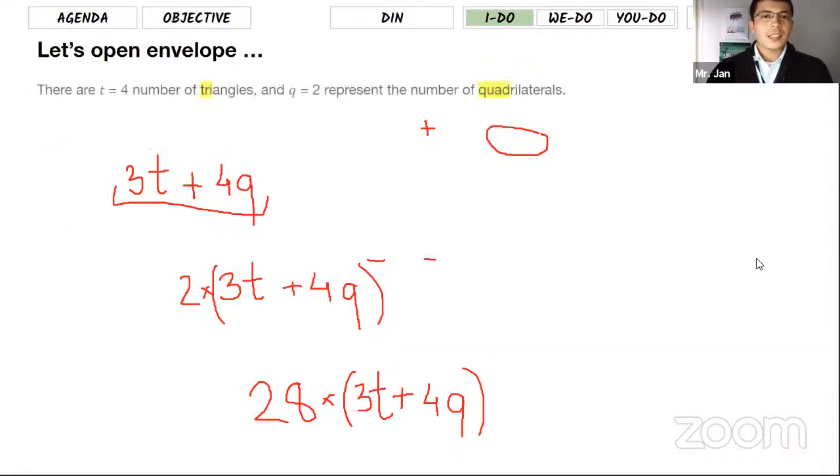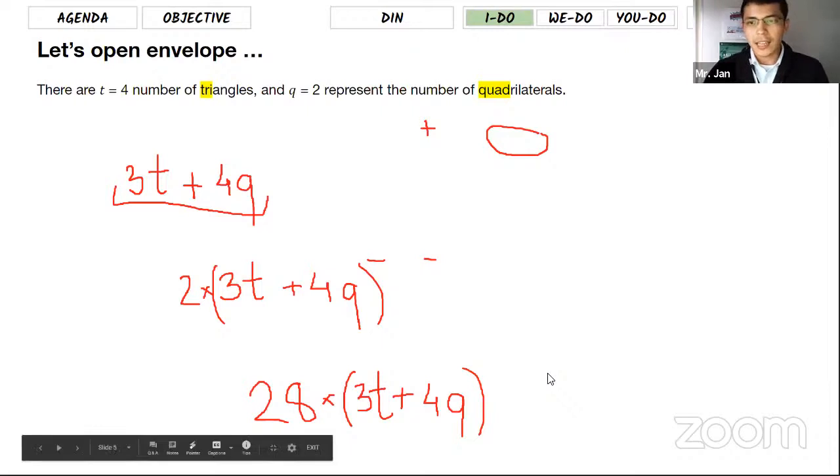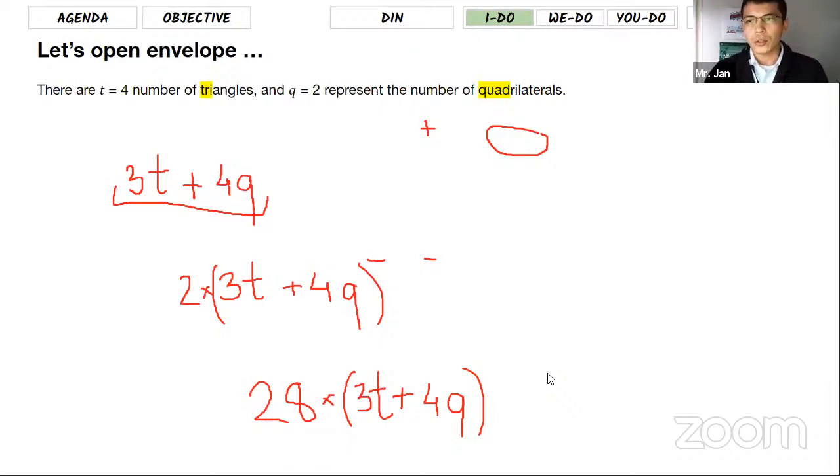On the next slide, somebody in the classroom opened the envelope and found T equals 4, the number of triangles, which means in each envelope there are 4 triangles. And in that envelope there are also 2 quadrilaterals. Now we know the numbers. Now we know the values of these letters.